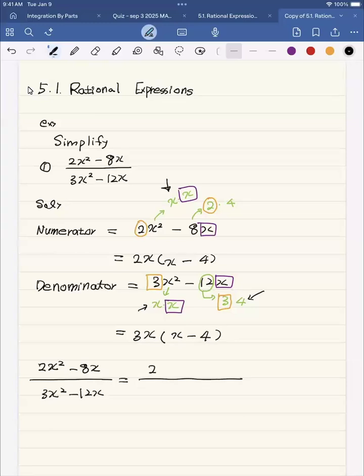Let's say 2x times x minus 4 for the numerator. For the denominator, that's 3x times x minus 4. Then these are multiplication, just one number. Then we have to cancel those out, and x in the numerator and denominator will cancel each other, and we eventually get 2 over 3.